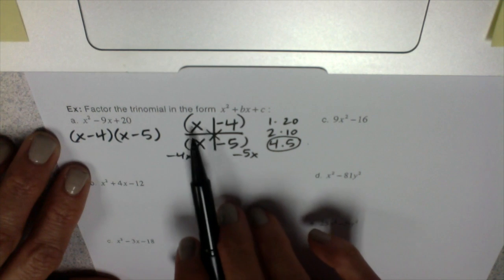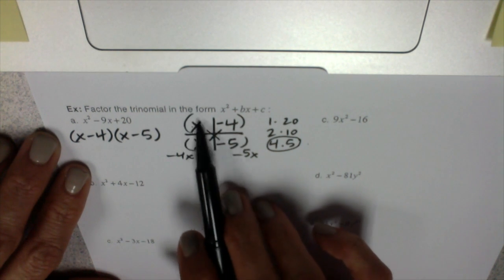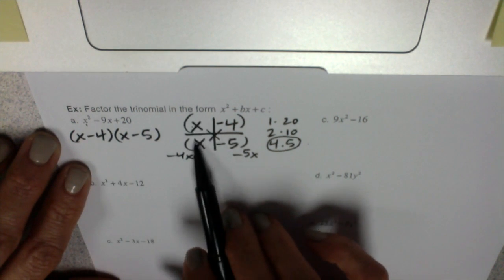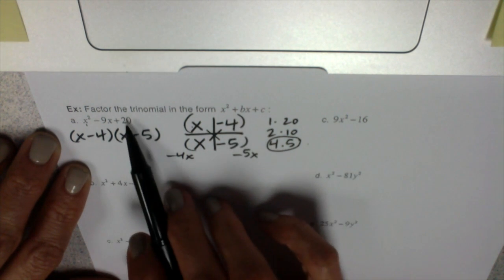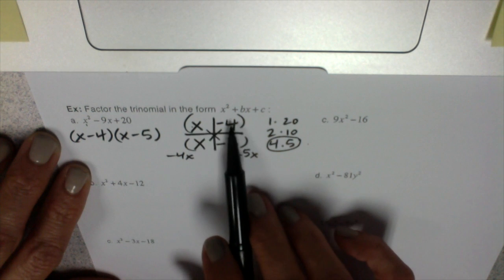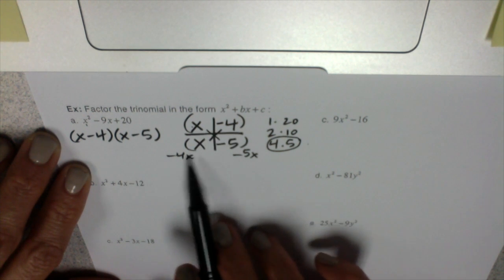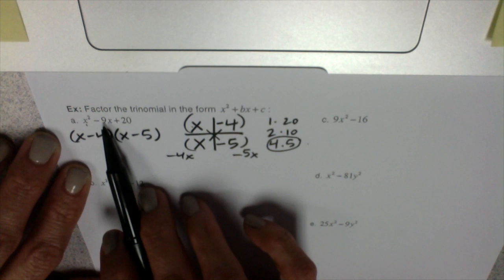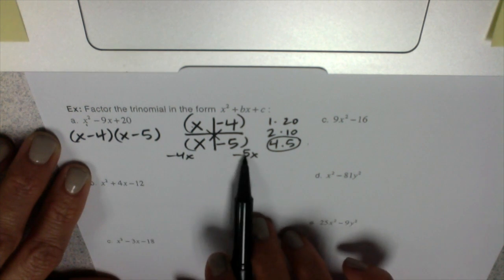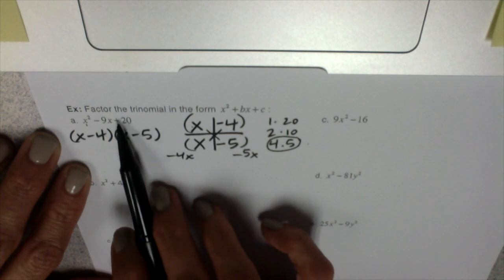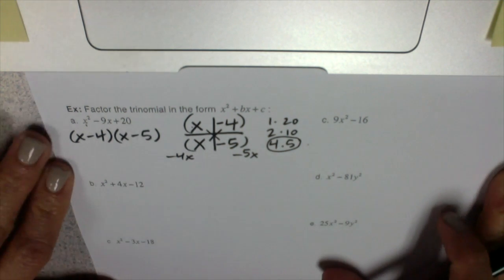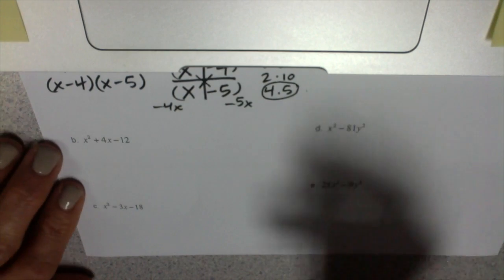So let's just double check that we make sense of this. So you go up and down left, so x times x makes x squared. Up and down right, so 4 times 5 does make 20. And then when you crisscross, these are supposed to combine to make the middle, negative 9, and they do. So then you're going to bring in a negative and a negative, because a negative times a negative multiplies to give you that positive 20. So here's your answer. Let's look at another one of those.